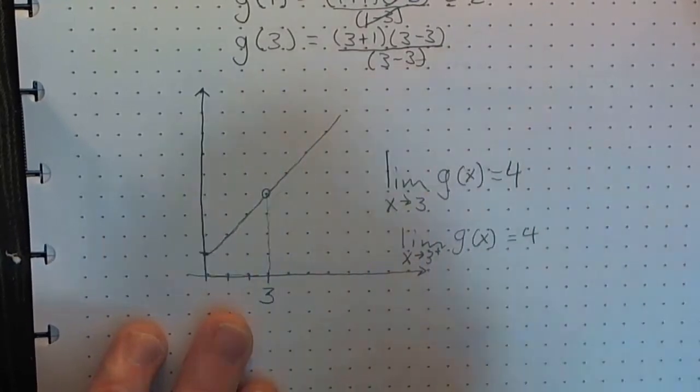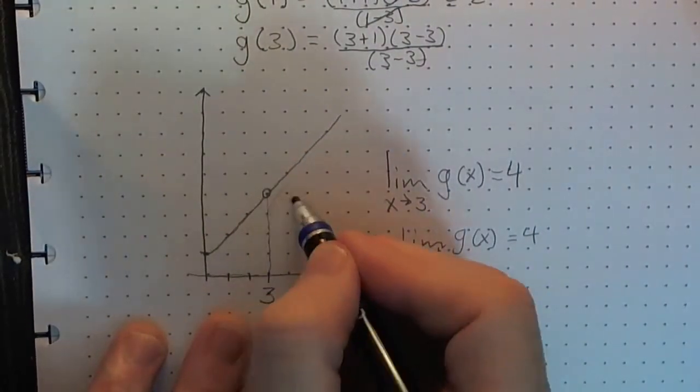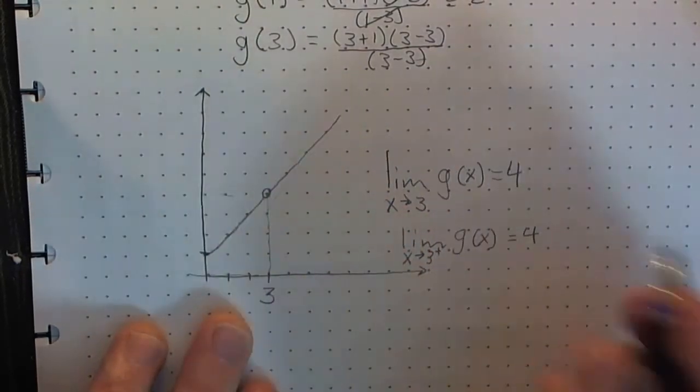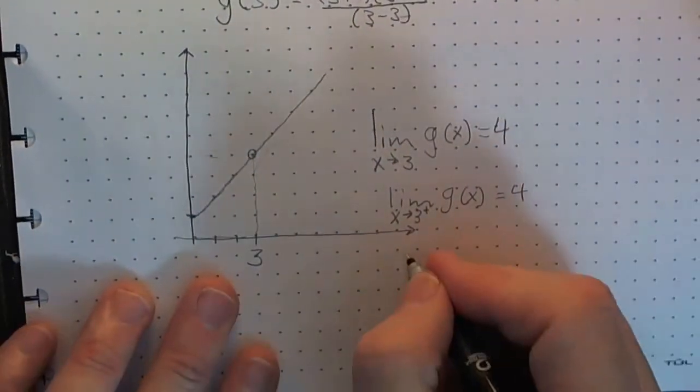And your height here is 4. See? You just get up here and look. I have graph to the right. What is my height? Well, you look over here and you notice it's 4. The same thing for the left-hand limit.